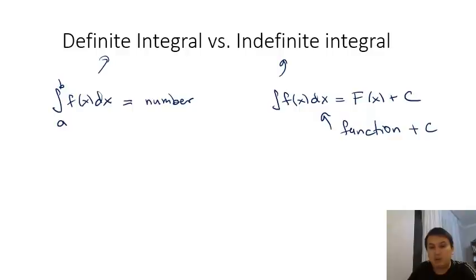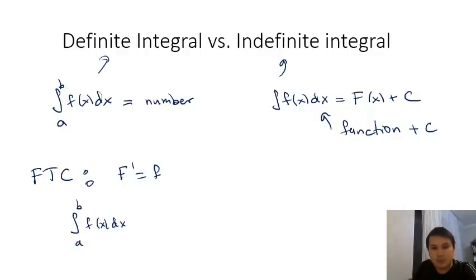And how do we connect them? Well, the FTC, the fundamental theorem of calculus, makes this connection, right? We already have the connection. So what was the connection? Well, if capital F is the antiderivative of little f, then the fundamental theorem of calculus tells us that the integral from a to b of f of x dx is nothing but capital F of b minus capital F of a, right?